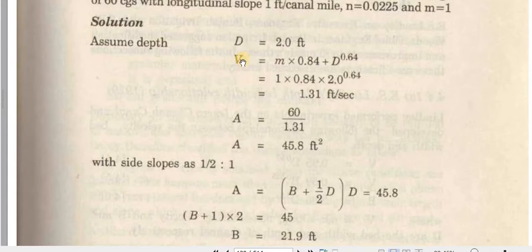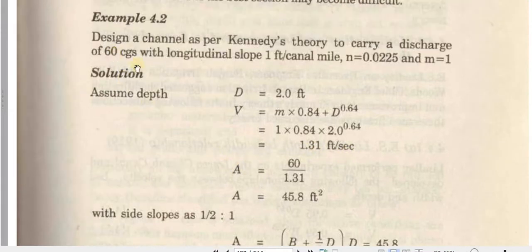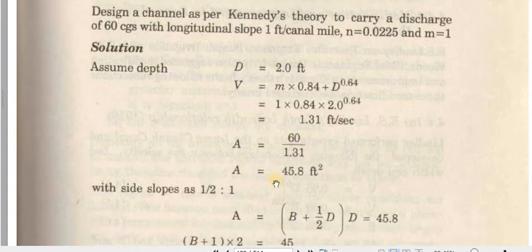Then we have to use the velocity equation. We have to enter the D and M. We can get 1.31 feet per second. We can calculate the area. Discharge area is equal to discharge over velocity, 60 over 1.31. Area is 45.8 square feet.